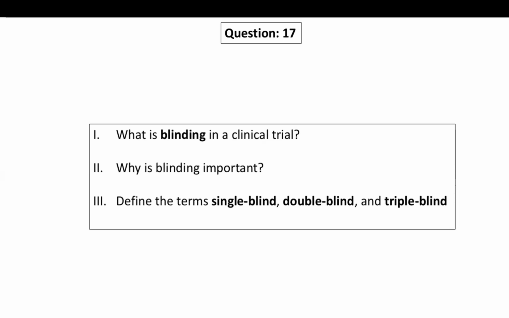So why is blinding important? Blinding is important to minimize bias. Can you define single blind, double blind, and triple blind, as you said there are three parties? Single blind means the patient is blinded. Double blind means both the patient and the investigator are blinded, and triple blind is where all the three persons are blinded. Okay, very good.